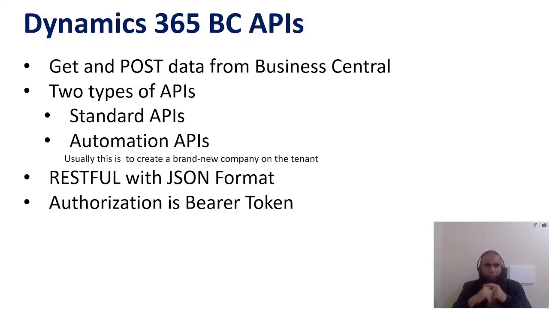Both APIs follow the RESTful architecture and use JSON format for data exchange. Of course, as you know, any API must have authentication. For the Business Central APIs, we typically use a bearer token that can be refreshed on demand or expires after an hour. The token ensures secure access by authenticating and authorizing the request to the Business Central environment.